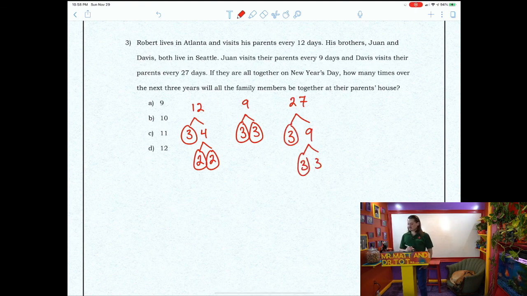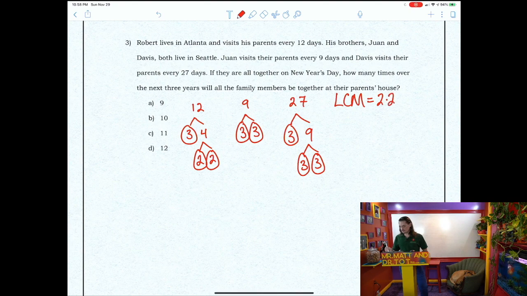If we calculate the LCM now, taking the smallest factor, starting with 2, 2 occurs 2 times in 12, 0 times in 9, 0 times in 27, so I'm going to take 2 2's. 3 occurs 1 time in 12, 2 times in 9, and 3 times in 27, so I'm going to take 3 3's. Multiplying these all together, I'm going to get an LCM of 108.